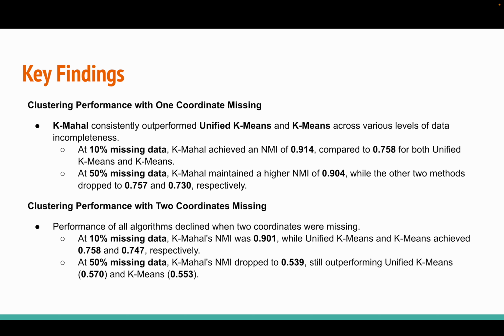And then clustering performance with 2 coordinates missing. At 10%, K-Mahal had an NMI of 0.901, and unified and normal k-means achieved 0.758 and 0.747. And even at 50%, K-Mahal outperformed, where NMI dropped to 9.4. Oh, okay, here we can see for 50%, K-Mahal has dropped to 0.539, but it still outperformed k-means, unified k-means and k-means clustering.